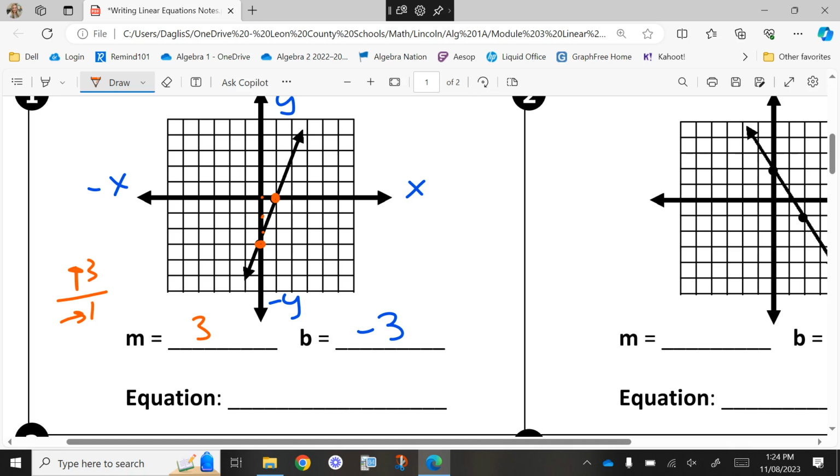Okay, so our equation is going to be y equals mx plus b. My m is 3, so 3x. My b is negative 3. Am I going to write plus negative 3? No, it doesn't make sense. What do I usually just put? We're just going to put minus 3. And that is the equation of that line.